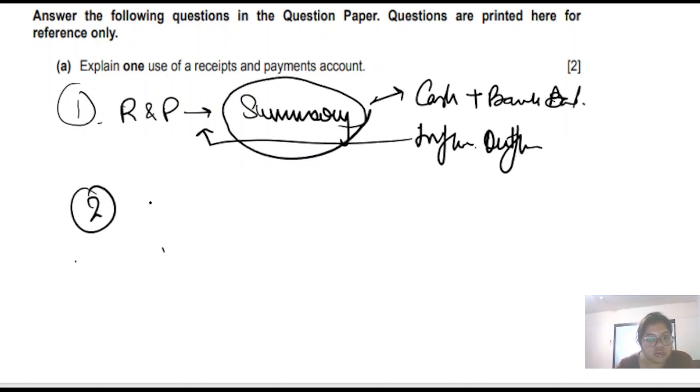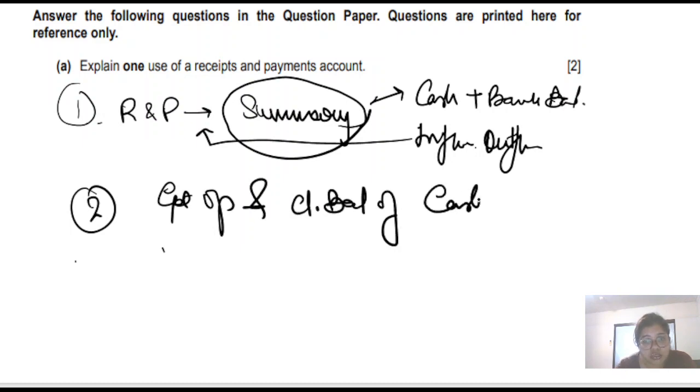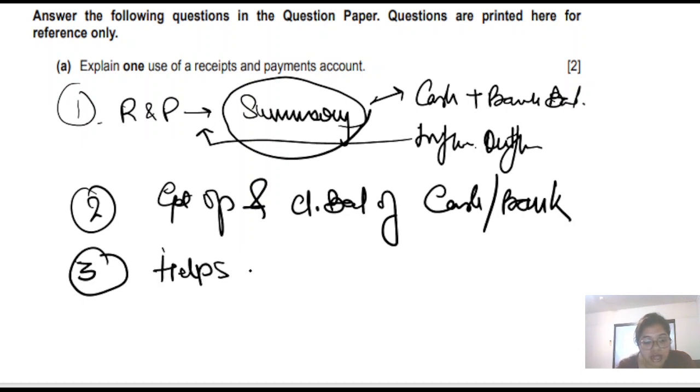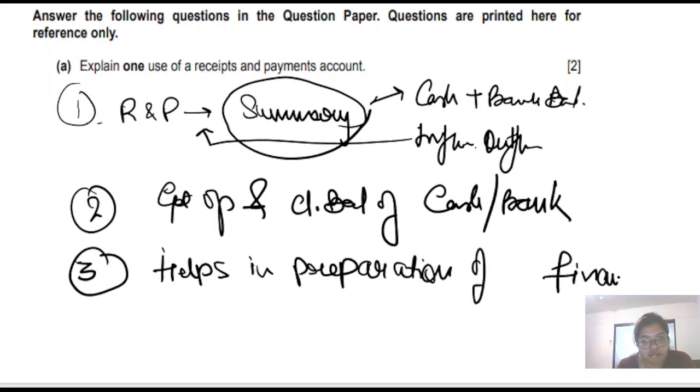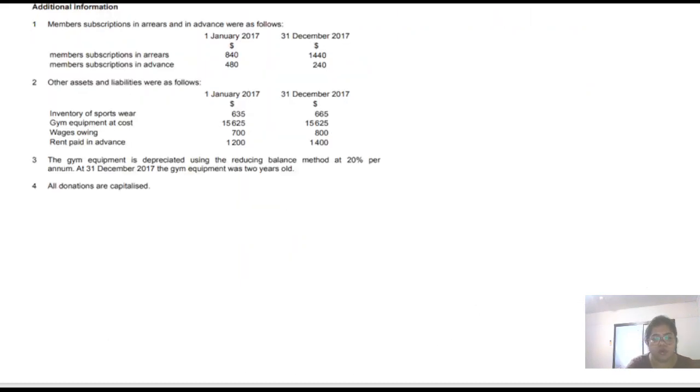Okay, another use is we can get our opening as well as the closing balance of cash or bank. Okay, the third use is it helps in the preparation of financial statements. Okay, so these are the uses which are very common. Maybe you know all these uses.